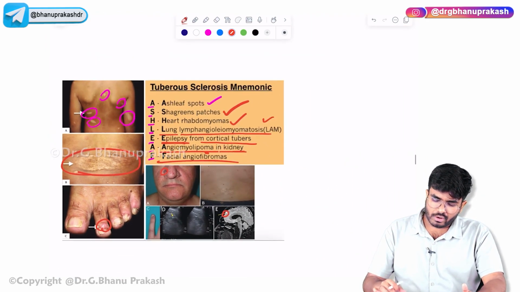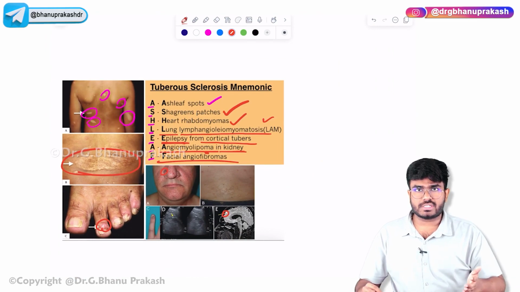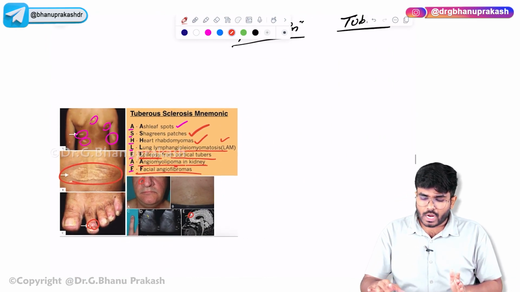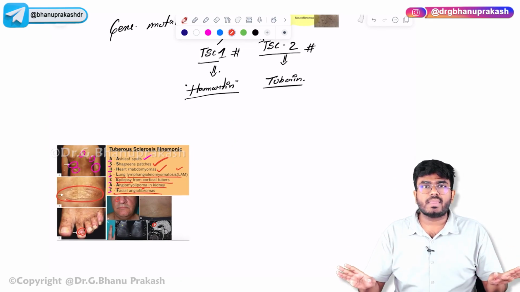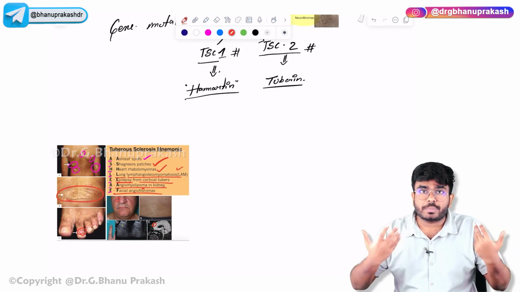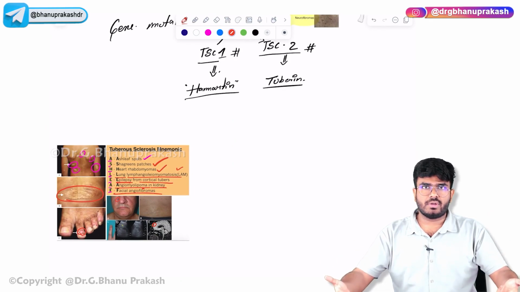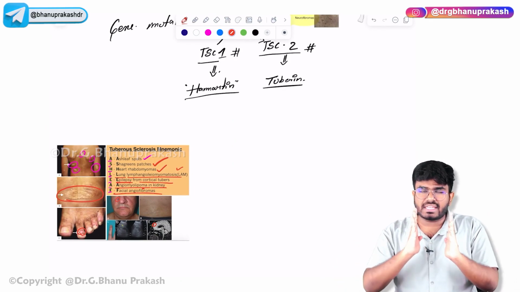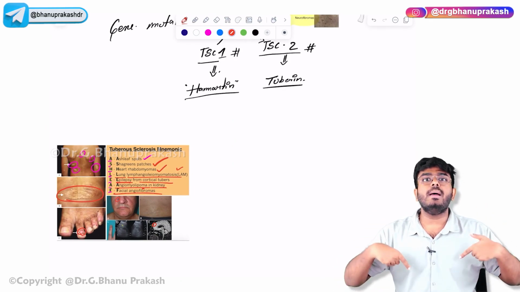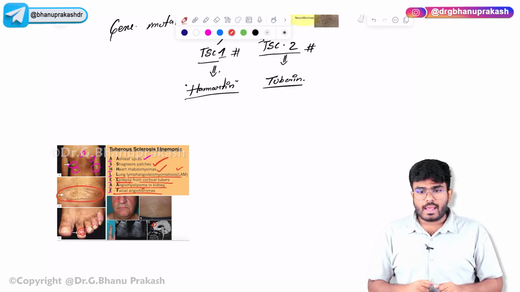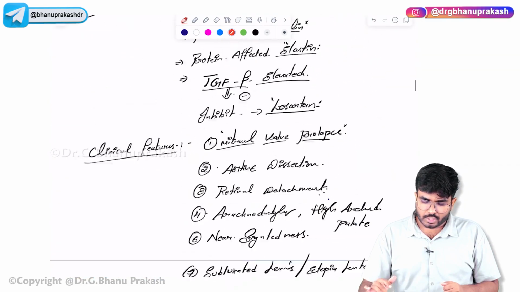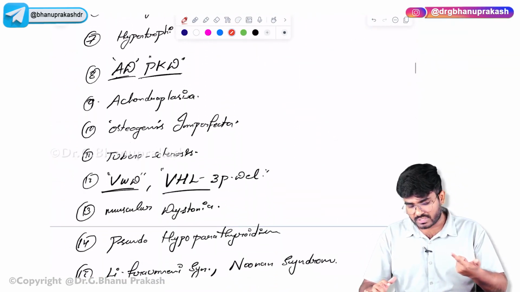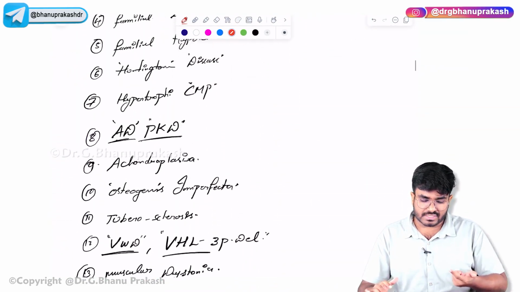So with this, we have completed the autosomal dominant conditions. Again, I am telling you, autosomal dominant conditions do not have complete penetrance. There is going to be wide expressivity, a wide range of symptoms. Two patients can have the same disease, but the symptoms can be different; the expressivity is going to be different. And what are the important examples of autosomal dominant conditions? I have given you almost 17 diseases.